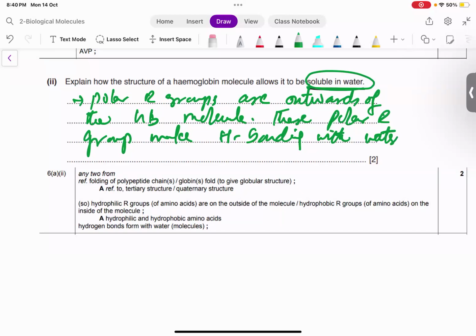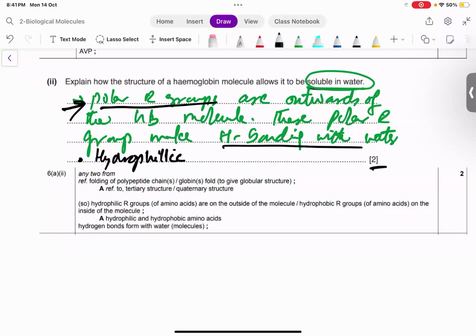You can say these are hydrophilic, so make it soluble in water. There are just 2 points. So you can mention about the polar R groups or the hydrophilic R groups, and you can mention about their presence on the outer side of it, and which help them make hydrogen bonding with the water. Okay, so there are 2 points: polar R groups and hydrogen bonding.